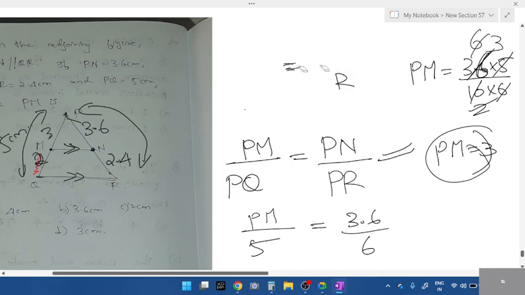So ignore the half length formula, better use this full length. PM by PQ is equal to PN by PR, according to the similarity concept. We call this the basic proportionality theorem.